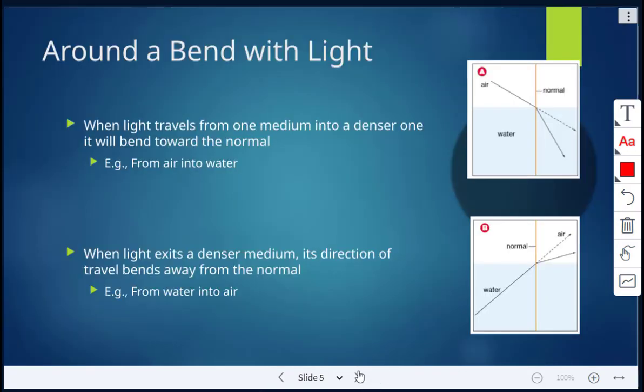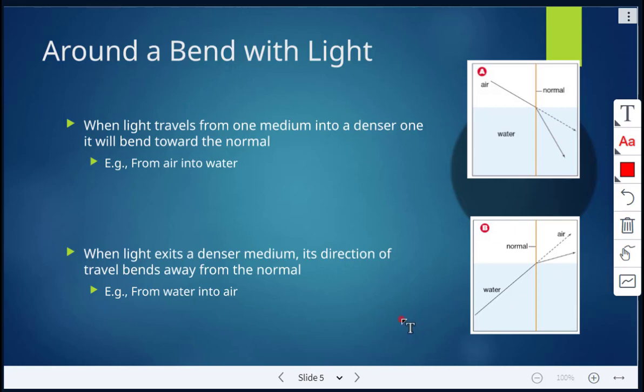So around a bend with light: when light travels from one medium into a denser one, it will bend towards the normal. All right, so here we have water and here we have air, and this perpendicular line here is the normal. We have the incoming ray, and what we see when it goes into the denser material, which is the water, is that the ray has bent towards the normal. The dotted line is showing what it would have looked like, but because we've gone into a denser material, the ray has bent towards the normal.